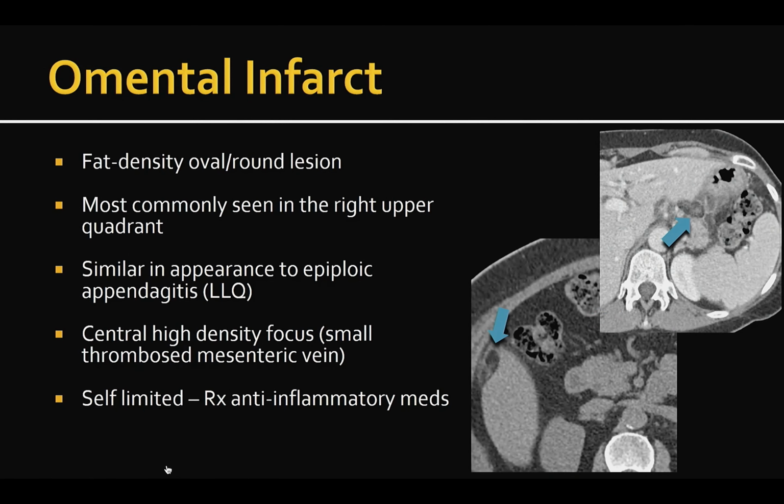And really it looks exactly like these examples, a fat or oval or rounded density lesion, most commonly seen in the right upper quadrant, such as in this example here. But remember, there is also a lesser omentum, so you can get omental infarcts in the lesser sac. It looks similar to epiploic appendicitis, although that's more common in the left lower quadrant, and a central high attenuation focus representing a thrombosed mesenteric vein can be seen. The treatment, of course, is anti-inflammatory medications.